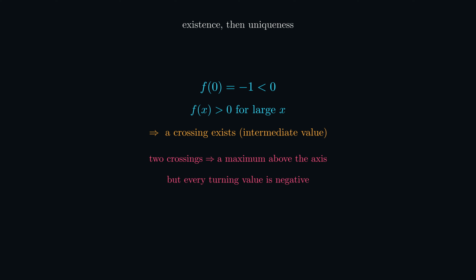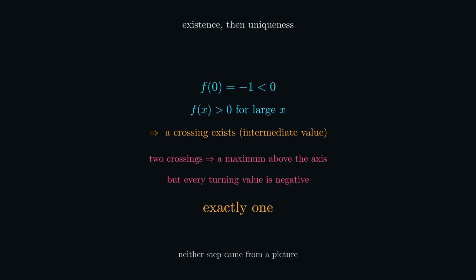Second claim, exactly one positive solution. Start at the left. f(0) is -1, which is negative. Go far right. f is eventually positive. So somewhere between, the curve crosses the axis. That is the intermediate value theorem, and it gives us at least one crossing.